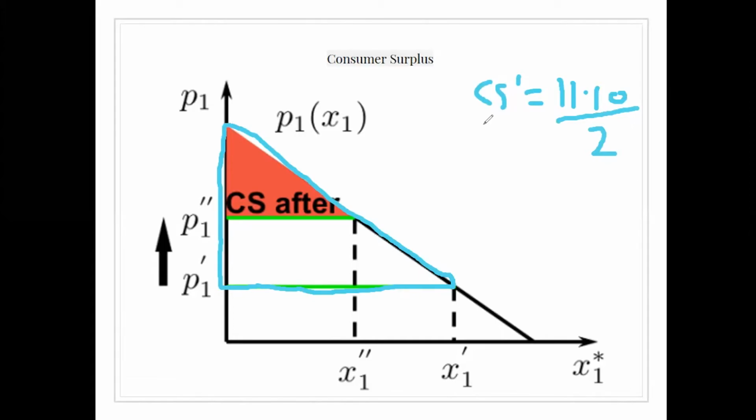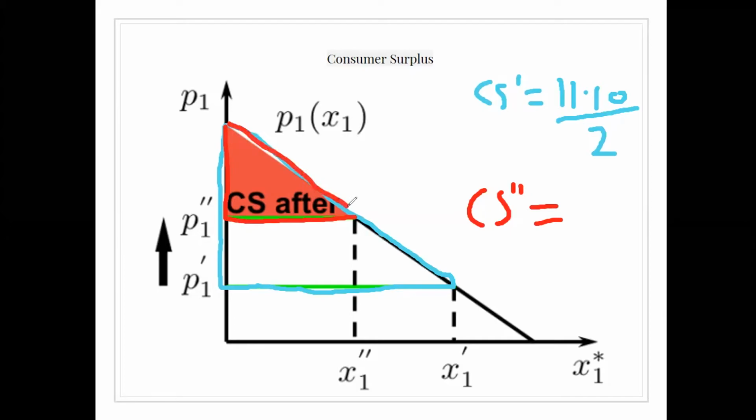But now, and I'm going to write this in another color, red. Now, after the increase in price, we need to calculate a new consumer surplus. And this new consumer surplus is this new triangle, which is smaller, as you can obviously see. So how are consumers now? Now they're buying X1 double prime. We said that was 5 units.